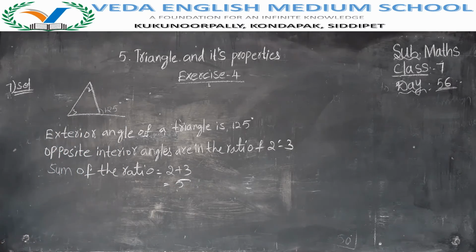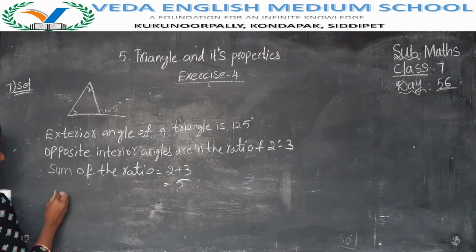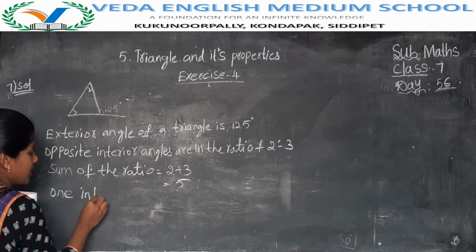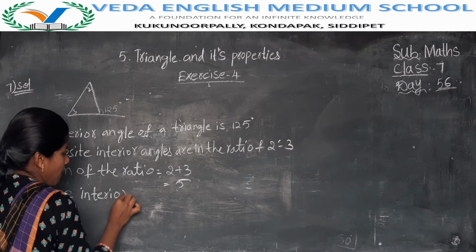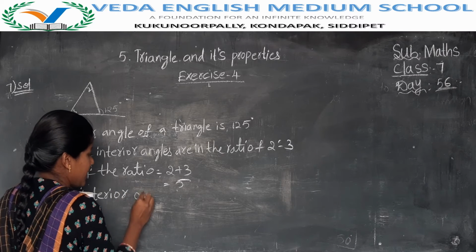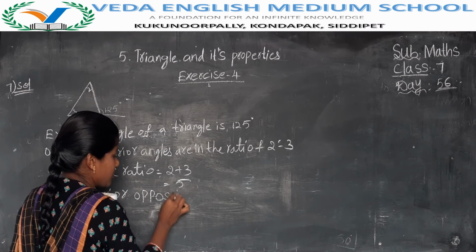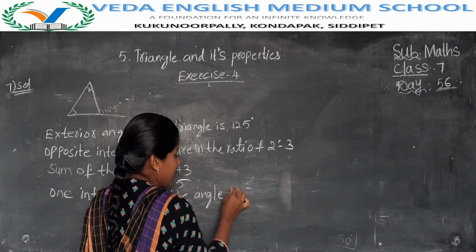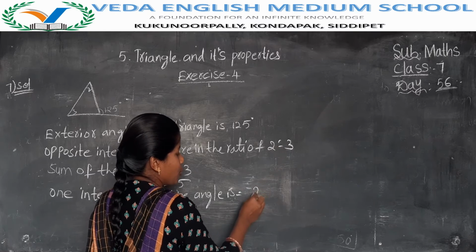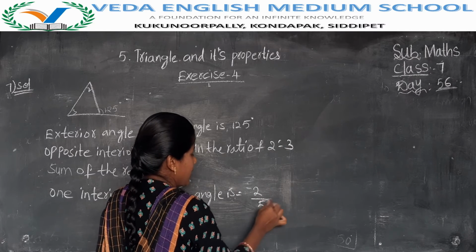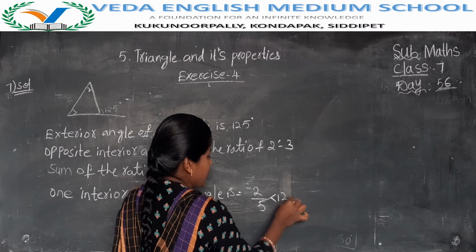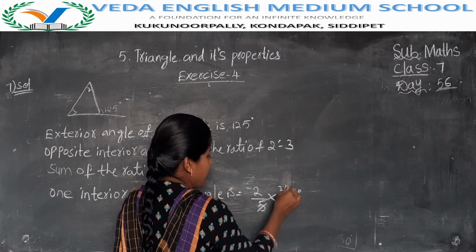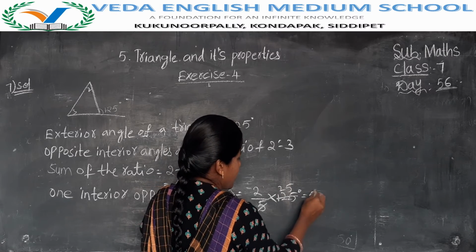Then we have to find the first angle. One interior opposite angle is equal to, what is the first angle? 2. Sum of the ratio is 5. Then they have given 125 degrees. 5 ones are 5, 5 2s are 10. 5 5s are 25, 25 2s are 50 degrees.